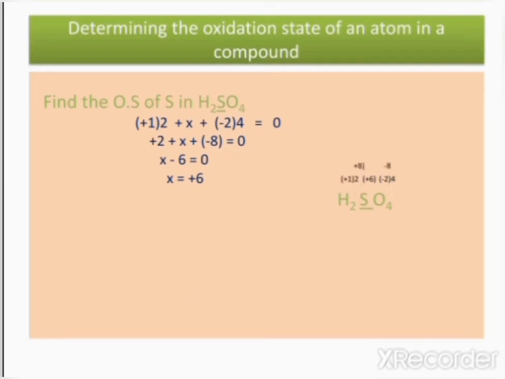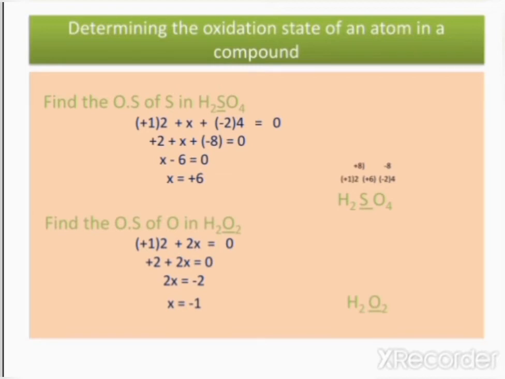Let's look at another example. To find the oxidation state of oxygen in H2O2, the oxidation state of hydrogen is again plus 1 into 2. The oxidation state of oxygen is to be calculated, so 2x is equal to 0. The value of x is equal to minus 1. It means in this case the oxidation state of oxygen is minus 1.